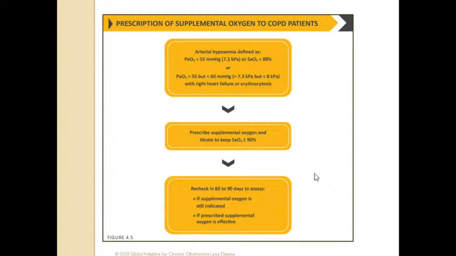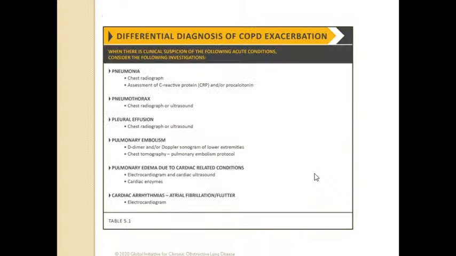And in 60 or 90 days, you should assess if supplemental oxygen is still indicated, and whether the prescribed supplemental oxygen is effective or not effective. And differential diagnosis of COPD exacerbation, firstly, is pneumonia. In this case, you should do chest radiography and assessment of C-reactive protein or procalcitonin.